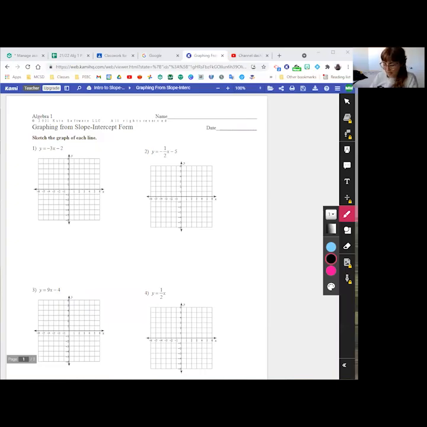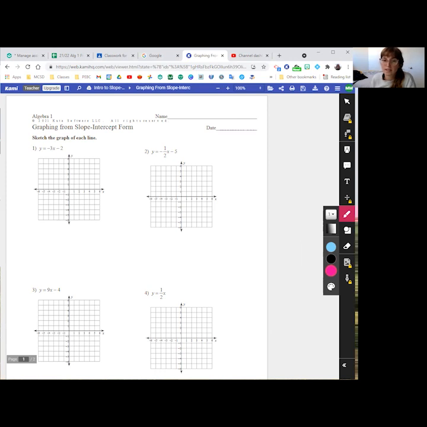We are looking at how to graph a line given an equation in slope-intercept form. So I'm taking a look at this worksheet. You all have access to the PDF in Google Classroom. Let's get started. So we've got an equation given to us, y equals negative 3x minus 2.